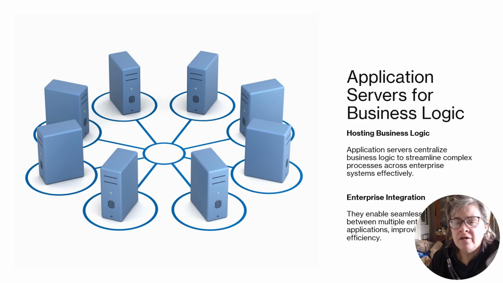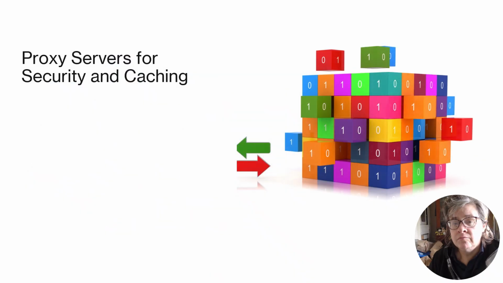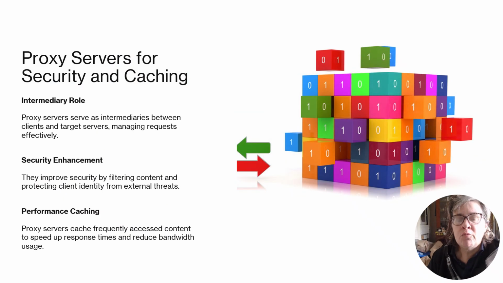Application servers host applications and business logic, enabling complex processing and integration for enterprise networks. Proxy servers act as intermediaries between clients and other servers, providing security, content filtering, and caching for improved performance. And this is something that a lot of people would set up.